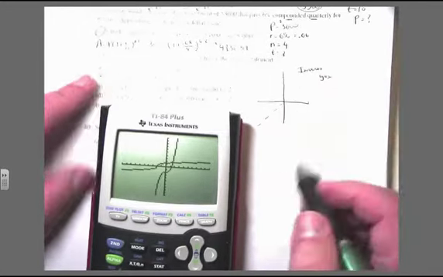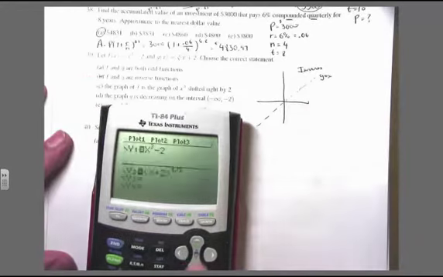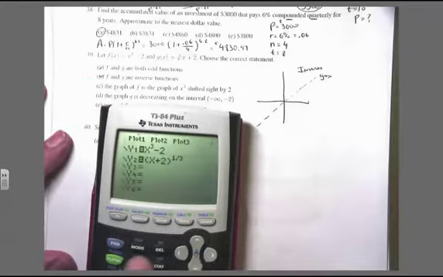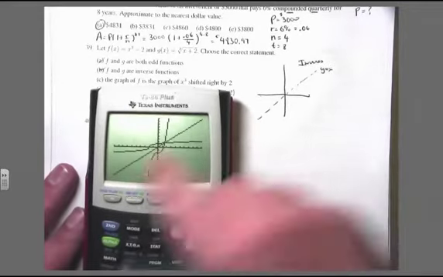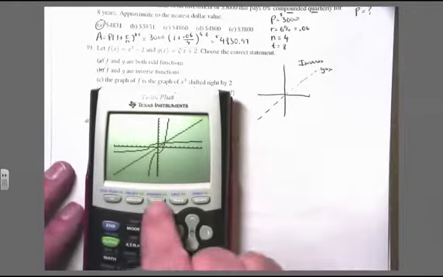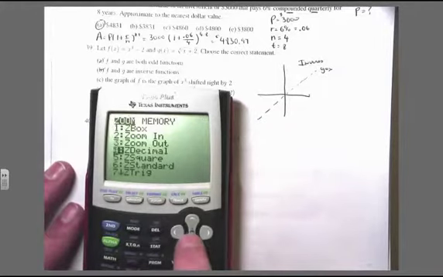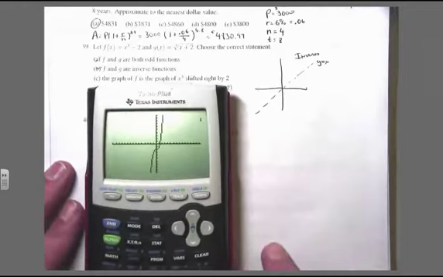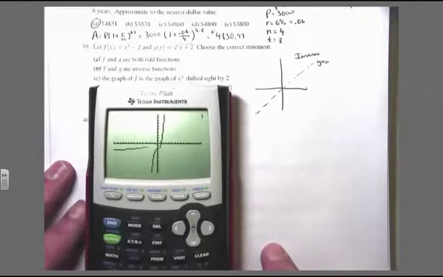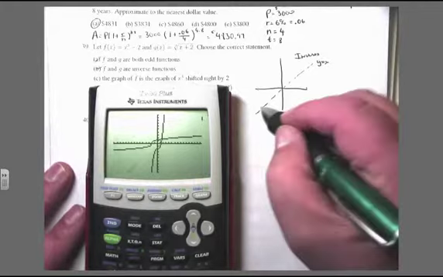This is the line of symmetry of y equals x. So if I type in y equals x and graph it, you will notice that y equals x splits these two guys down the middle. I can zoom square this up so you can see this a little better. Zoom square evens up my screen. There's the cubic graph. Here comes the cube root graph. And you'll notice that y equals x splits it right down the middle.